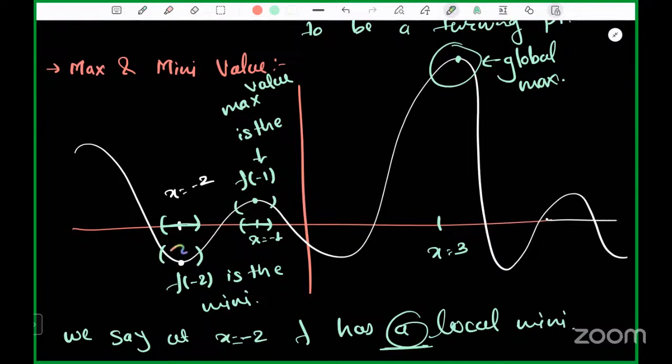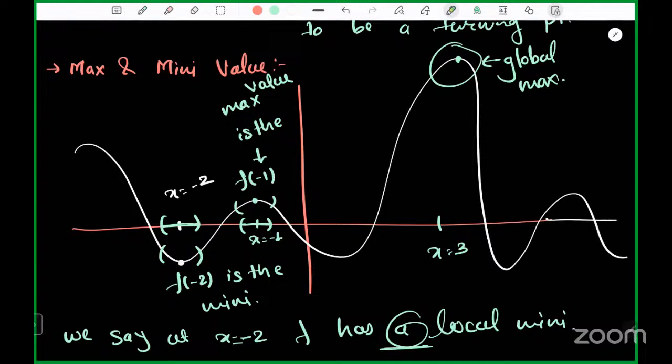Actually, what happens is that on one side you will get some negative derivatives, and on the other side some positive derivatives. So at this point, the derivative will become 0. Here also you can observe that if I draw a tangent at the point minus 2, that tangent is nothing but parallel to the x-axis.